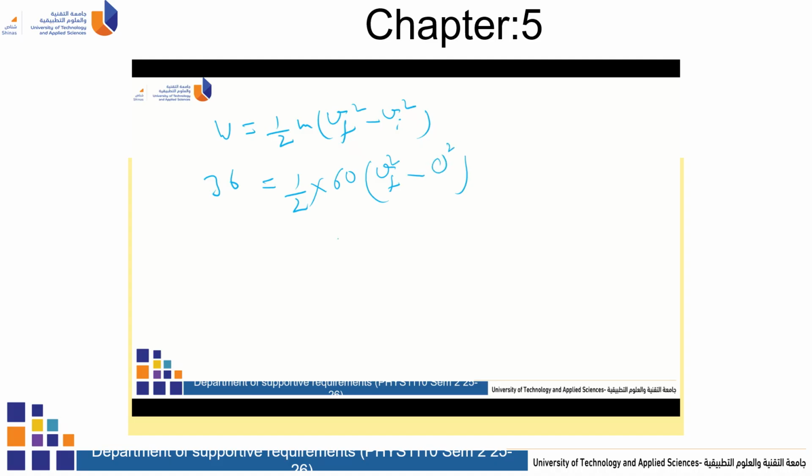Now I will take this to the other side. So this will be 36 multiplied by 2, and this 60 will come down, and this is equal to vf square. So if I solve everything here, it will be how much?